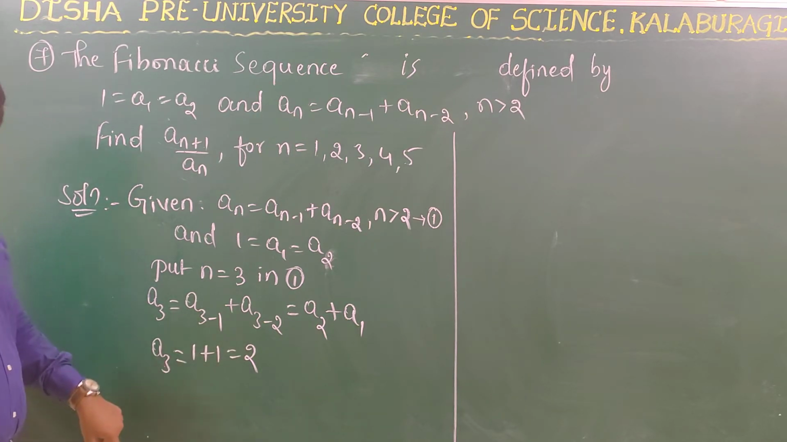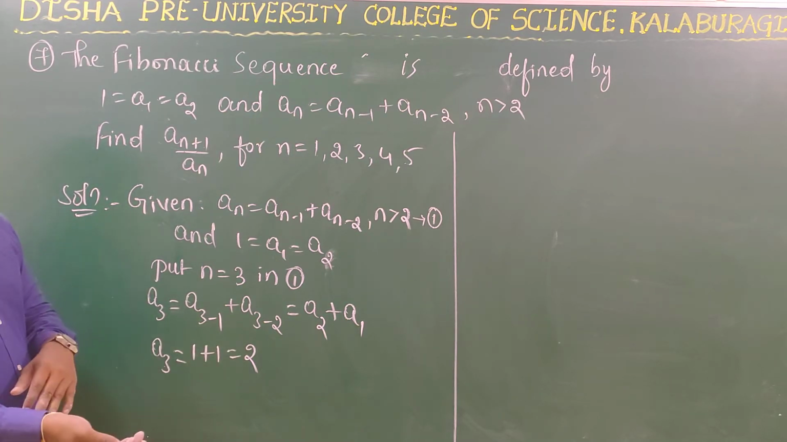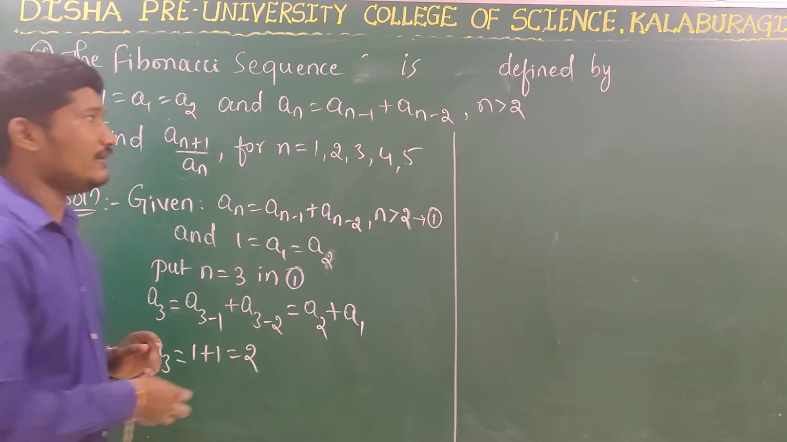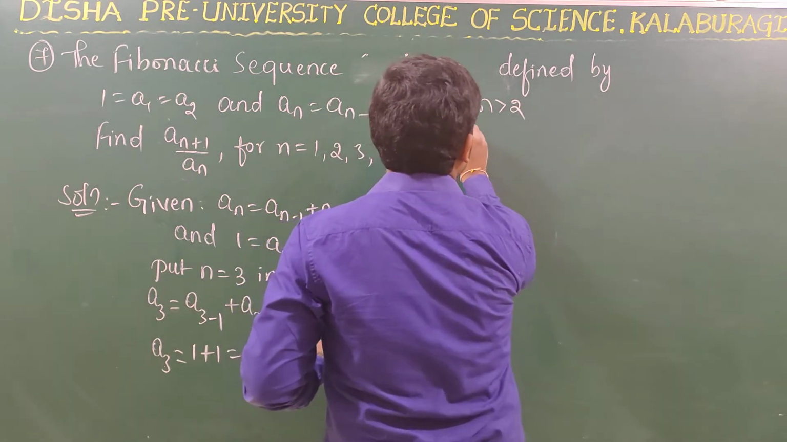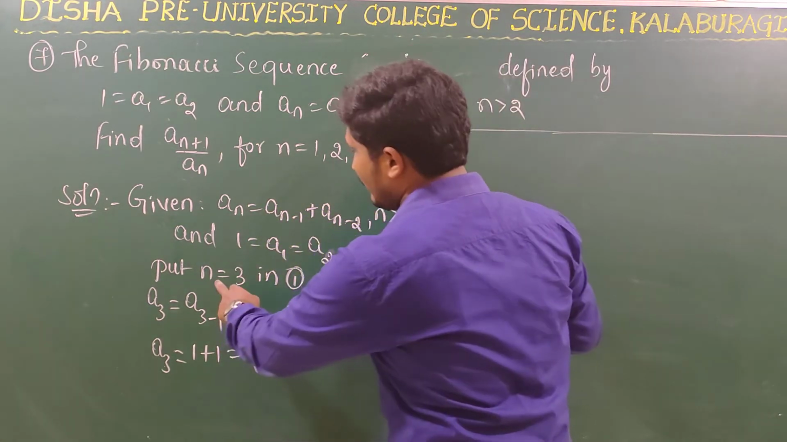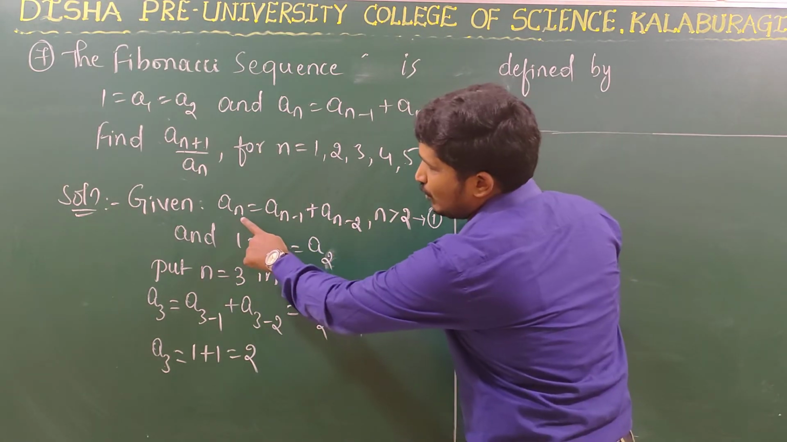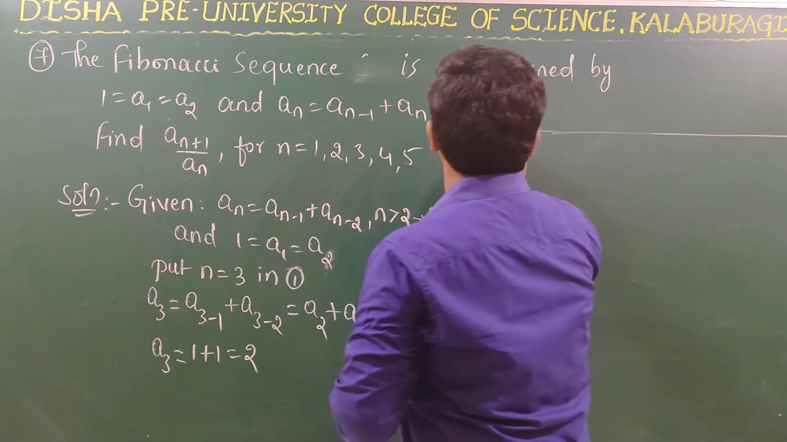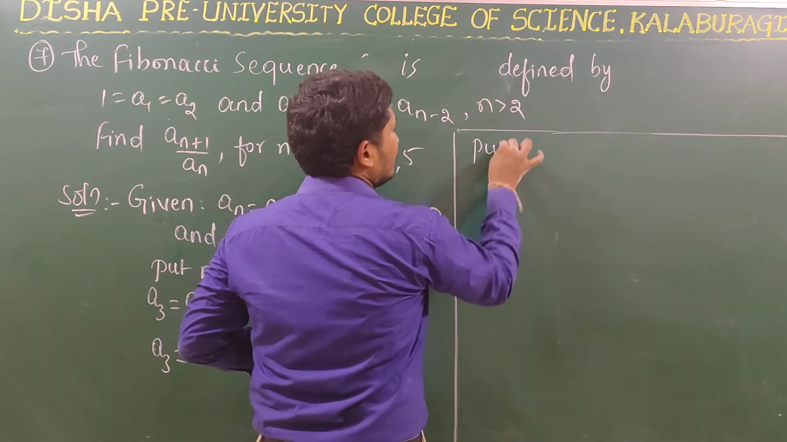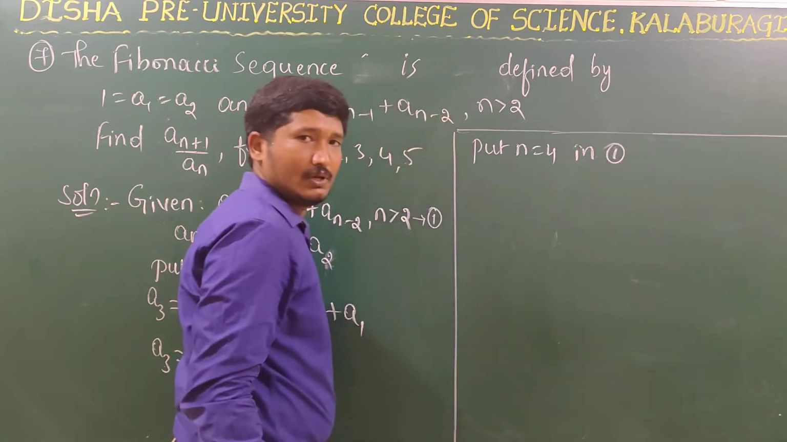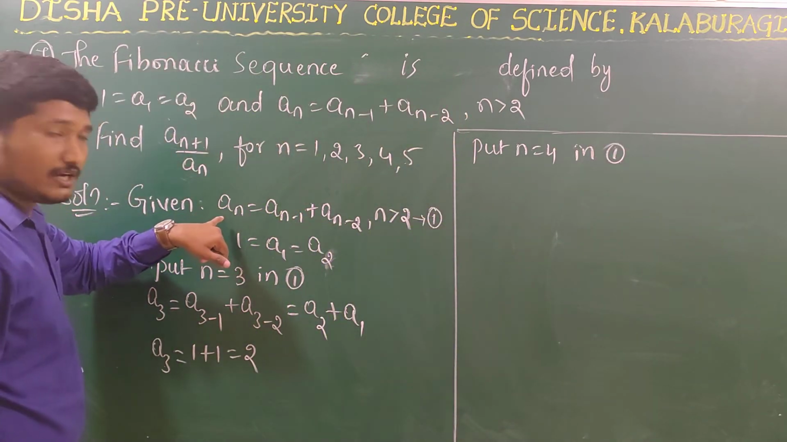Right. So the next thing we need is the value of A4. So let us find the value of A4. To find the value of A4, what will you do? You will put the value of n as 4. So put n is equal to 4 in equation 1. Right? So what will it be?